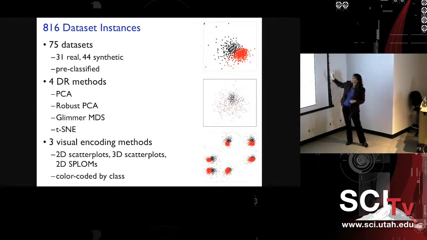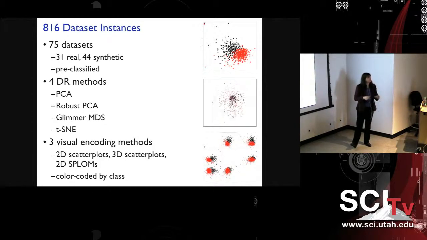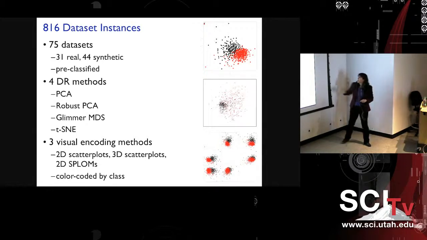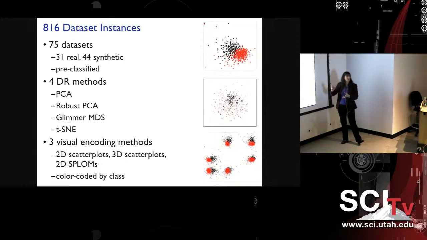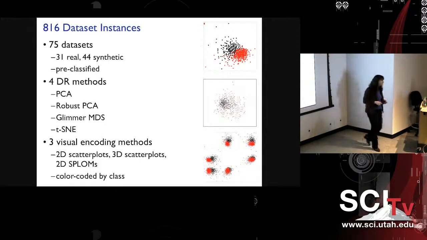We used PCA, robust PCA, because they're commonly used, Glimmer MDS, the algorithm I told you about earlier, and a nice algorithm out of the machine learning literature called t-SNE that's specifically designed for separating out clusters visually. And then we looked at 2-dimensional scatterplots, 3D scatterplots where you could interactively rotate to try to resolve the occlusion questions, and then 2-dimensional scatterplot matrices.